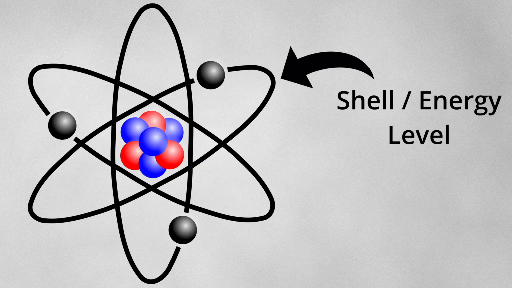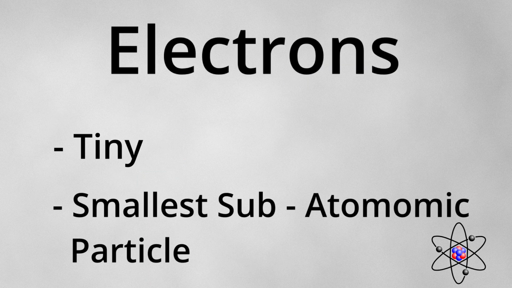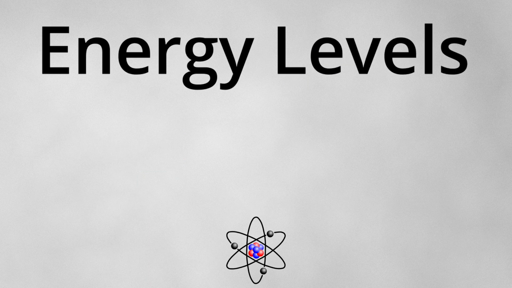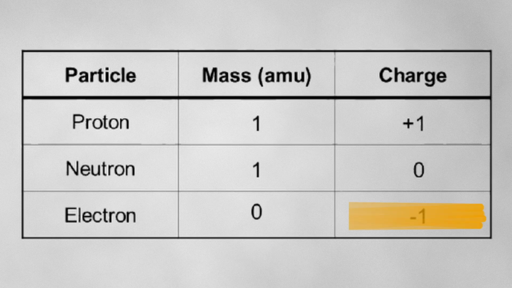Orbiting the nucleus in shells or energy levels are the electrons. These are tiny and are the smallest subatomic particle in an atom. The energy levels are where reactions happen, specifically in the valence shell or the outer shell. The electron has a charge of -1, and since there are the same amount of protons and electrons in an atom, as long as it is not a cation or an anion, the charge of the atom is neutral overall.